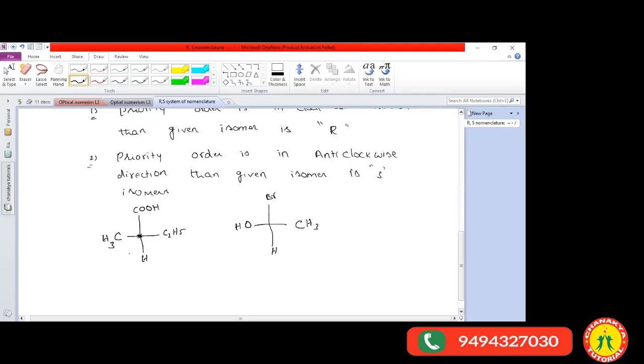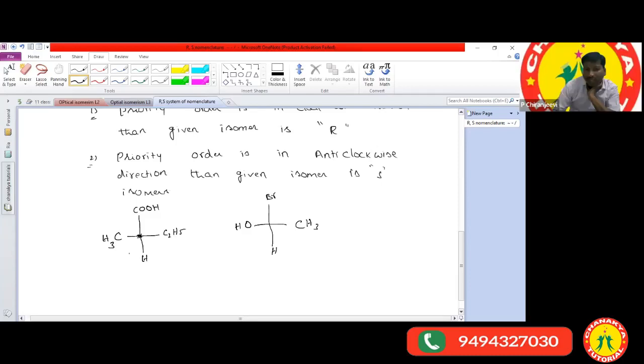Ethyl groups. Before that, one more carboxylic acid is there. Because the starting element is carbon here, here, and here. If the starting element is identical, then we have to go for the next element. The next element is oxygen. In this one, carbon is there. In oxygen and carbon, which one has the highest atomic number, Sirisha?